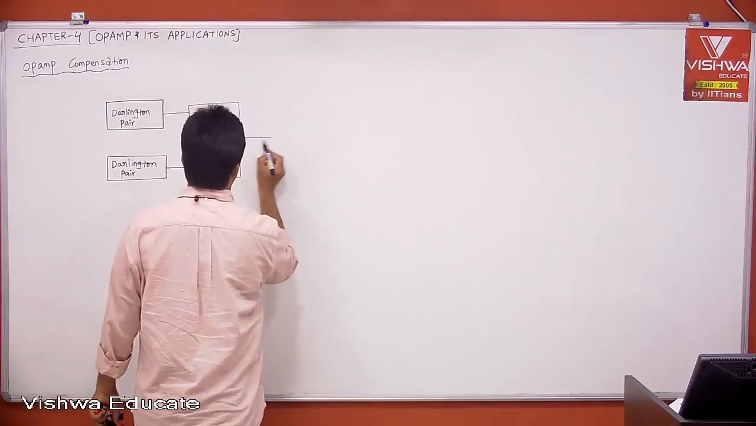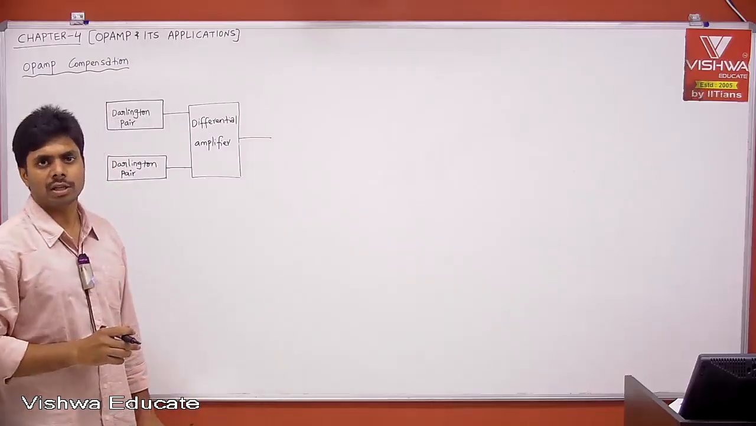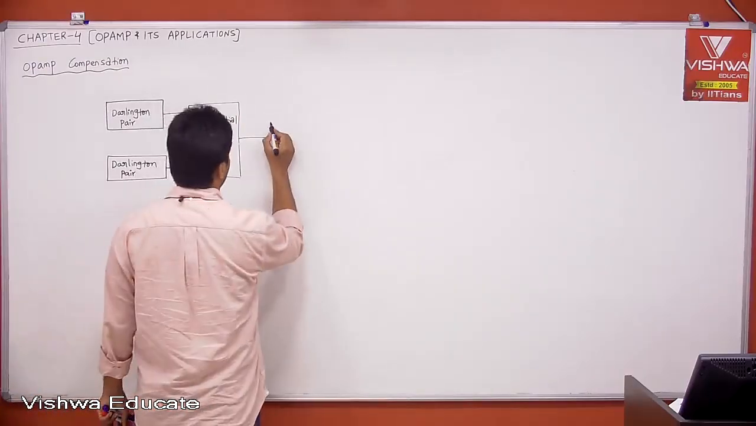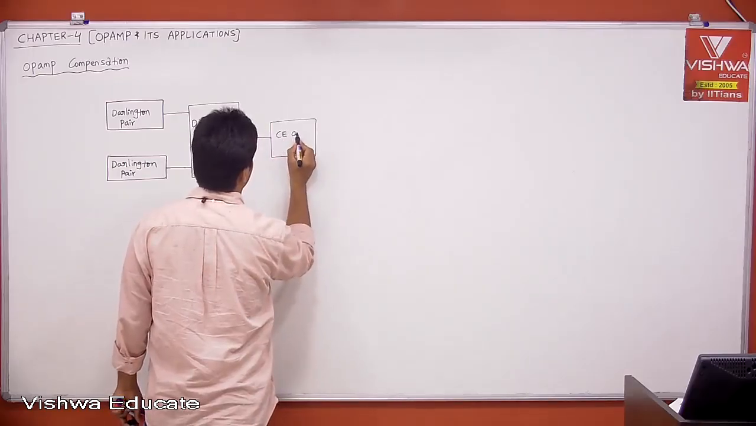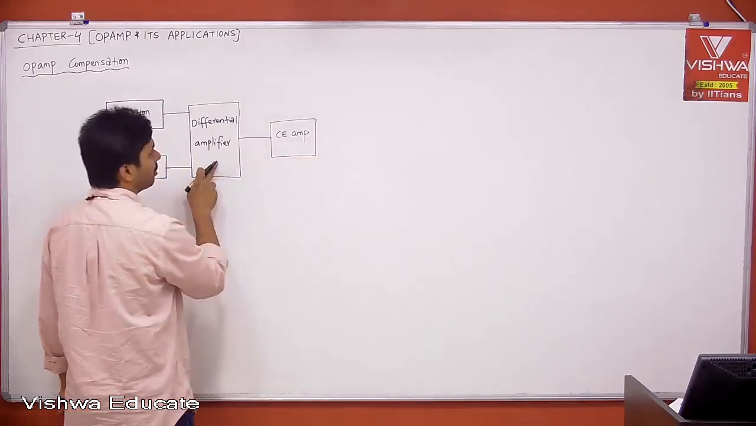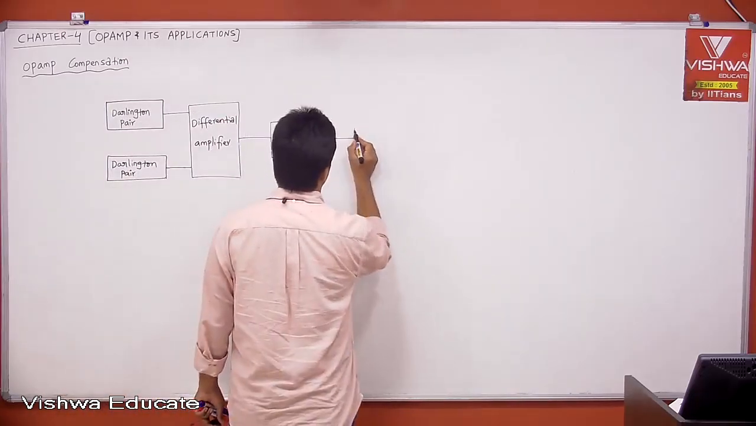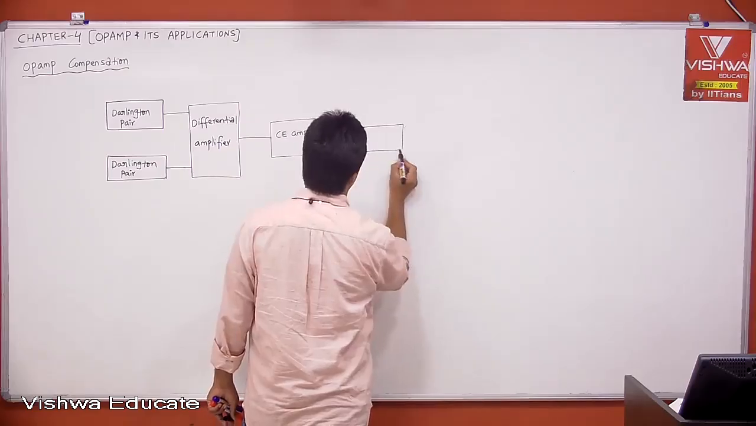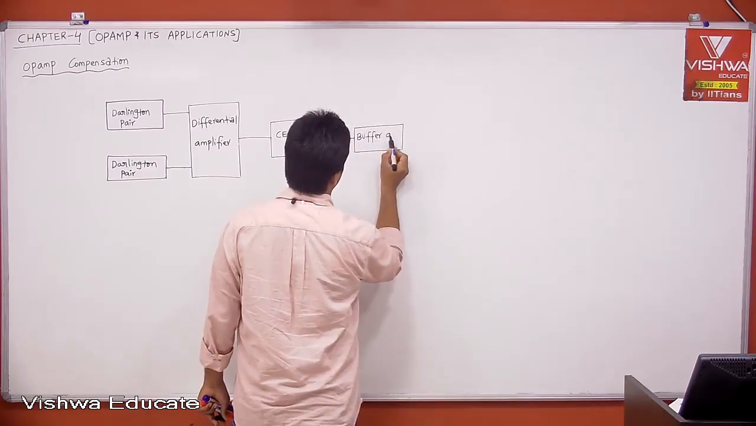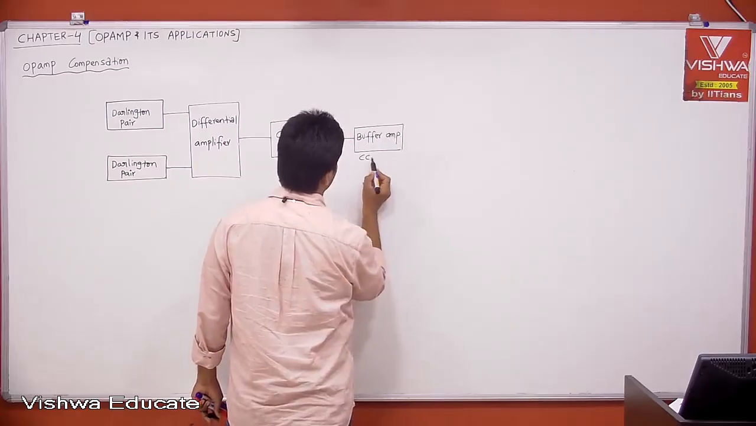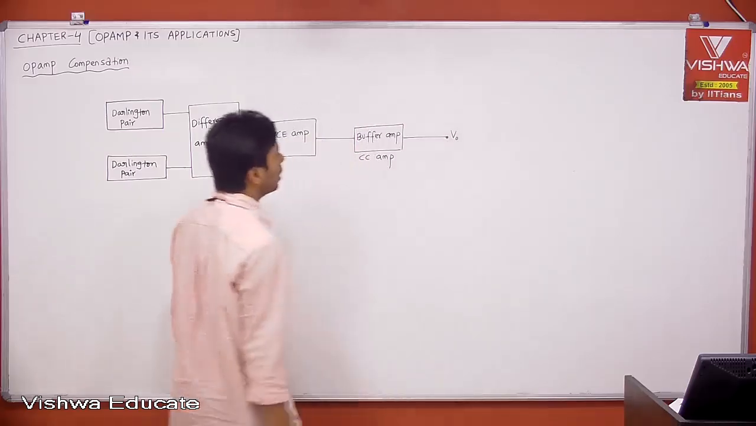And actually there is something called differential output to single output conversion using current mirror, which I did not explain. And this is what is your CE amplifier. This is also a CE amplifier, but differential input and single output, okay? And now the last one, level shifter or buffer amplifier. This is buffer amplifier, which is basically a CC amplifier. This is nothing but CC amplifier. And this is what is your output V0, right?